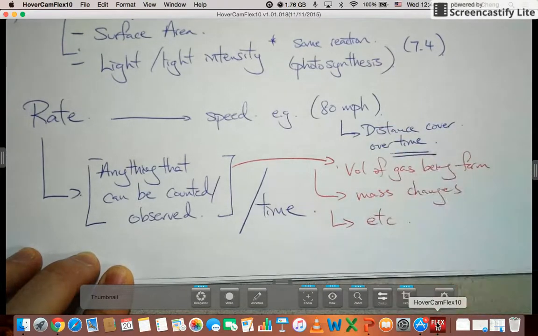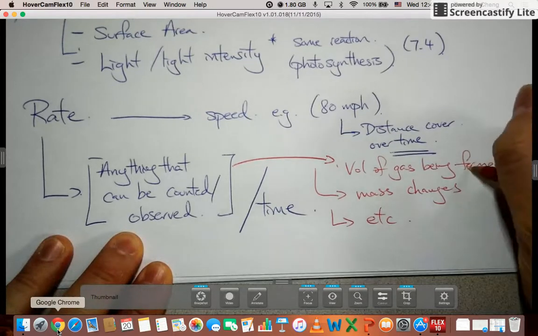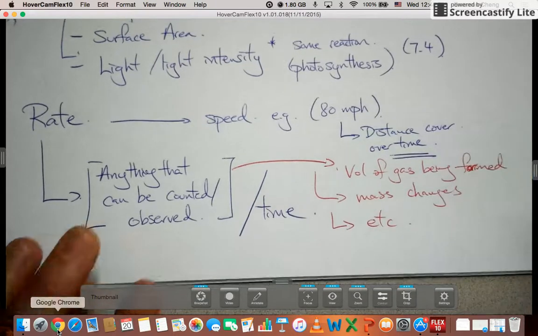Etc., etc. There are many possibilities. There are a lot of things you can count. There are a lot of things you can measure. Any of those divided by time, that's your rate. Rate of whatever it is. Good so far? Yes. Questions? Now, volume of gas being formed. Formed. Thank you. My O should look more like an O rather than an A.